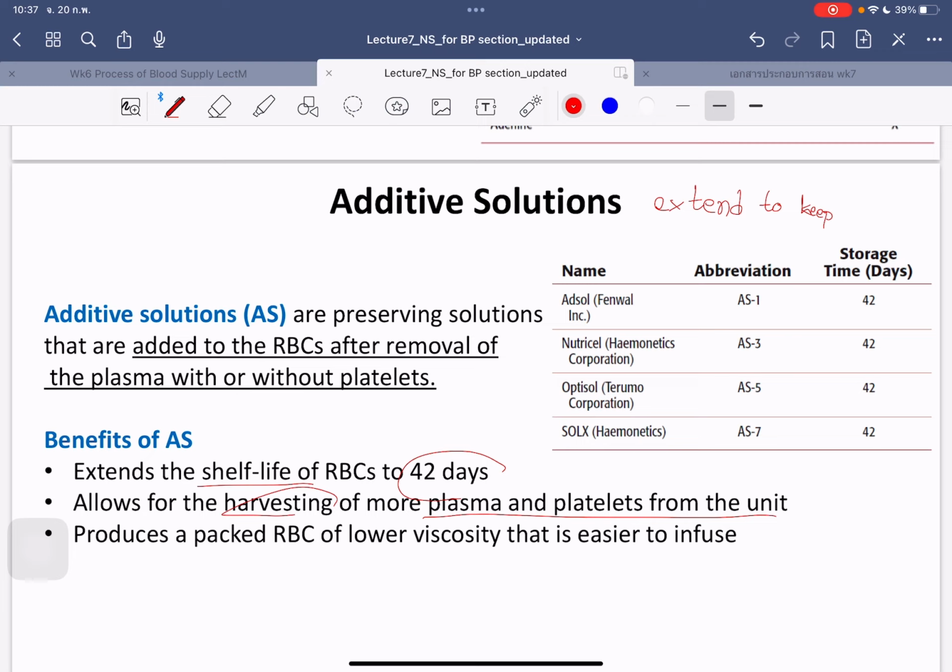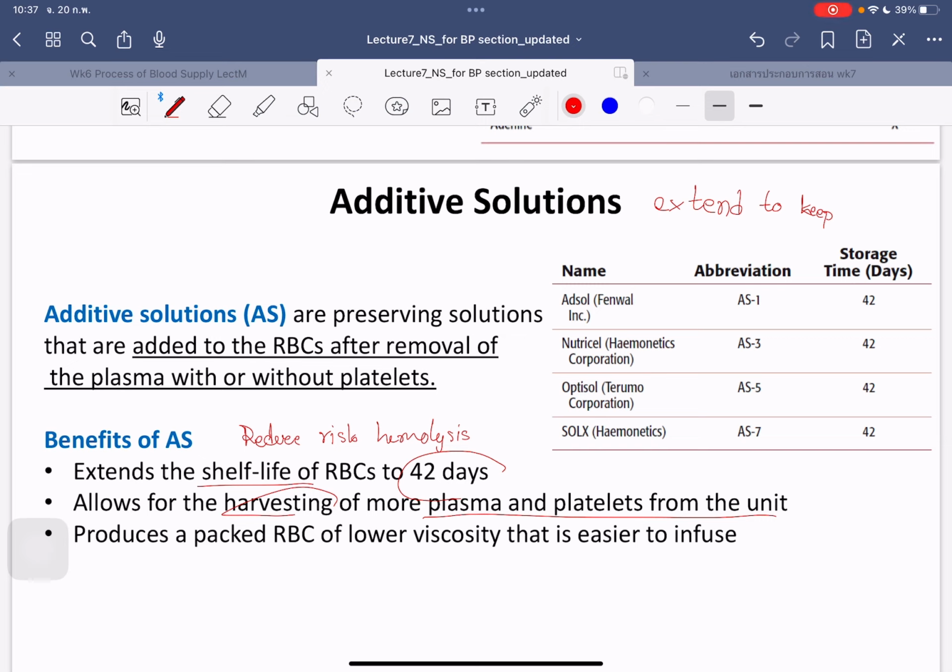And the third benefit is that because you replace the plasma with additive solution, you can control the hematocrit of the blood bag. Each donor has a slightly different hematocrit, from 55 to 75, which means each blood bag will have different viscosity. If you add additive solution, you can control the viscosity of the blood.